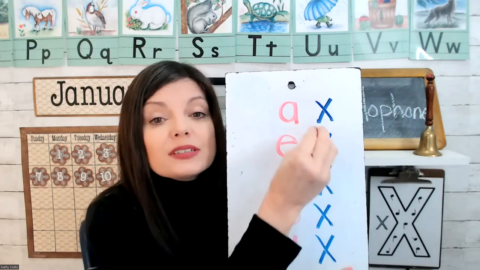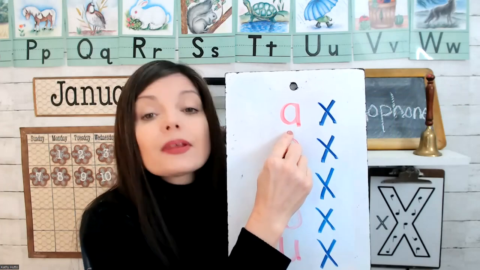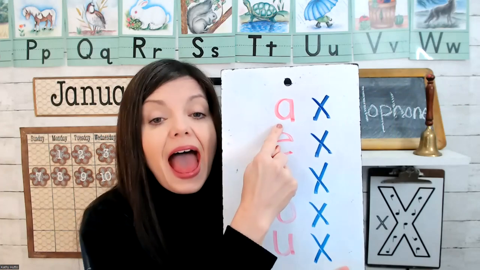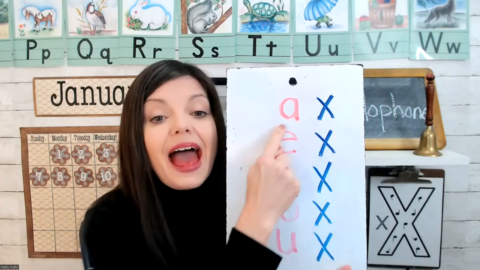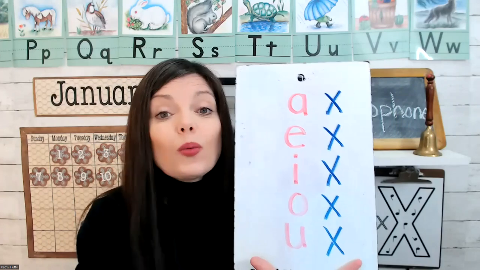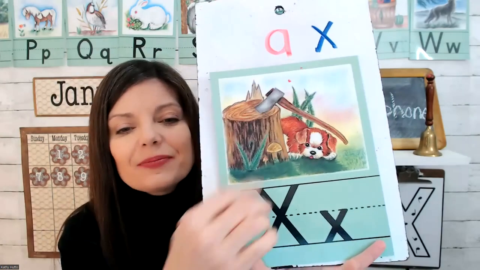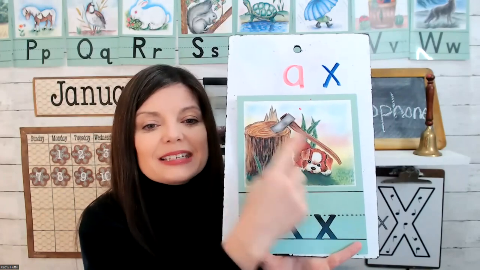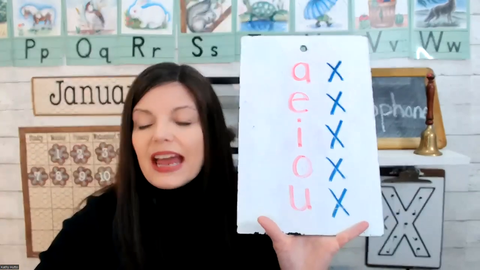Let's put those sounds together. That's called blending. A, x, a, x, axe. That's a real word. Here's an axe. It's what you use for chopping wood. Axe. Okay, let's do the next one.